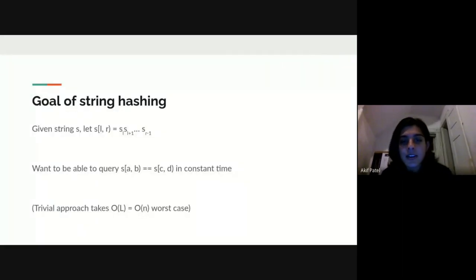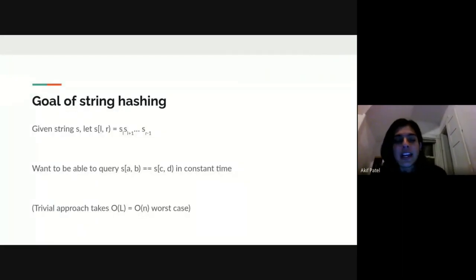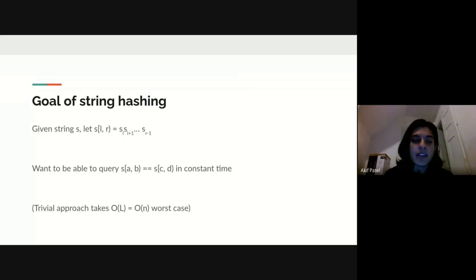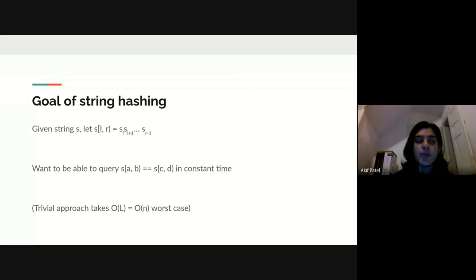Okay, so the goal of string hashing is that we have some string s, and consider some substring of s. This substring s[L, R] is just the letters from L to R minus one. It's exclusive on the right endpoint, but just a substring. It's all the characters. And we want to be able to tell when two substrings are equal. So we're going to check when s[a, b] is equal to s[c, d]. And the question is, can we do this really fast? Like, can we do this in constant time?